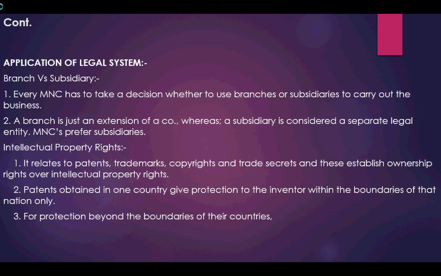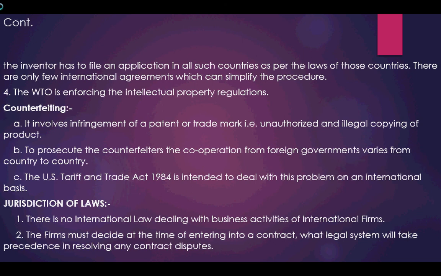Intellectual property rights relate to patents, trademarks, copyrights and trade secrets, and these establish ownership rights over the intellectual property. Patents obtained in one country give protection to the inventor within the boundaries of that nation only. But protection beyond the boundaries is a difficult task. Therefore, the legal system must be understood very clearly where they have business operations. The inventor has to file an application in such countries as per the laws of those countries.